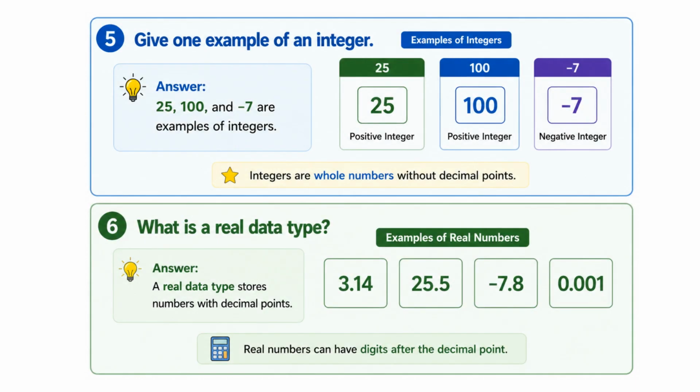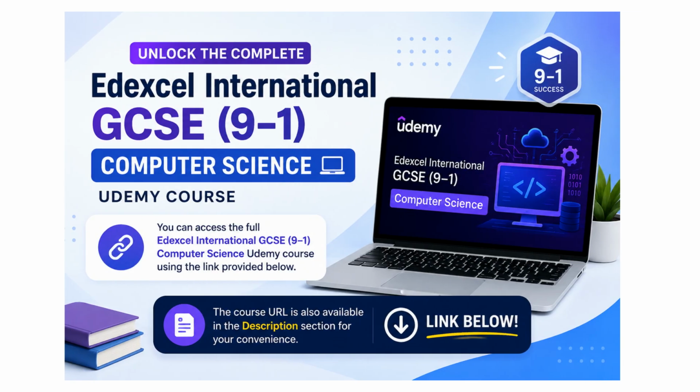A real data type stores numbers with decimal points, or floats. Examples of real numbers include 3.14, 25.5, -7.8, and 0.001. Unlike integers, real numbers can have digits after the decimal point. Real data types are useful when programs need accurate measurements or calculations. For example, they can be used for temperatures, money values, scientific data, and measurements. Whenever a number contains a decimal point, it is usually stored as a real data type.